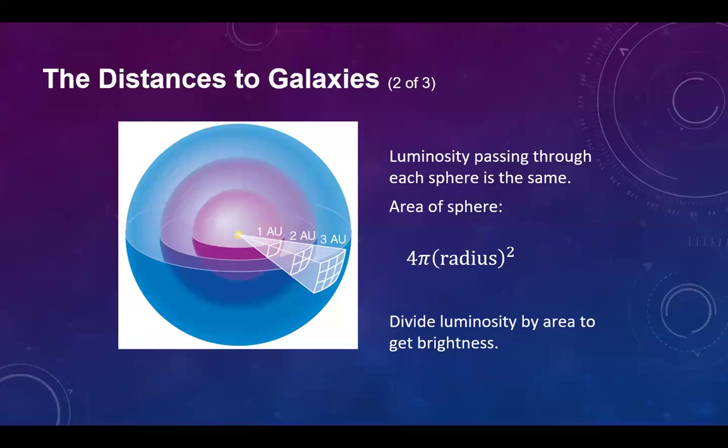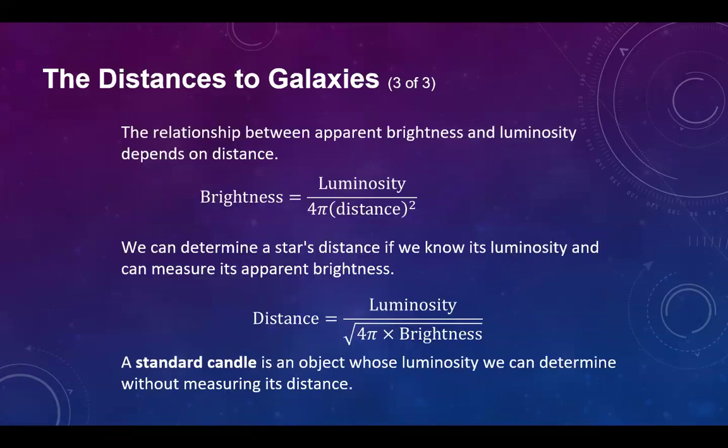The luminosity passing through each sphere is the same. The area of the sphere is 4 pi times the radius squared. So you divide luminosity by area to get brightness. So brightness is luminosity over 4 pi times distance squared.